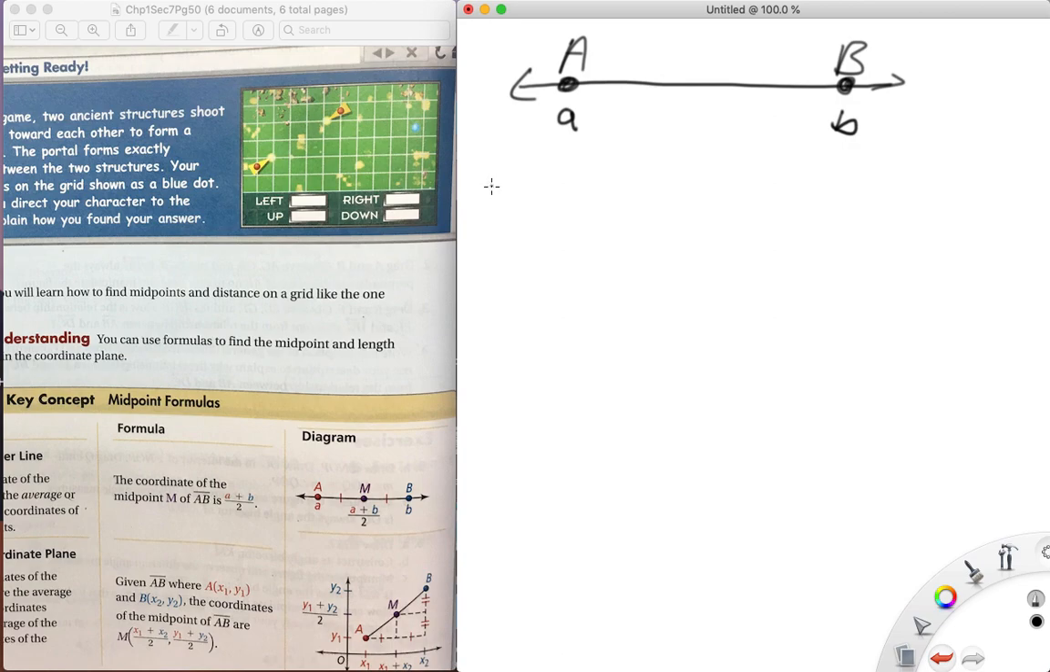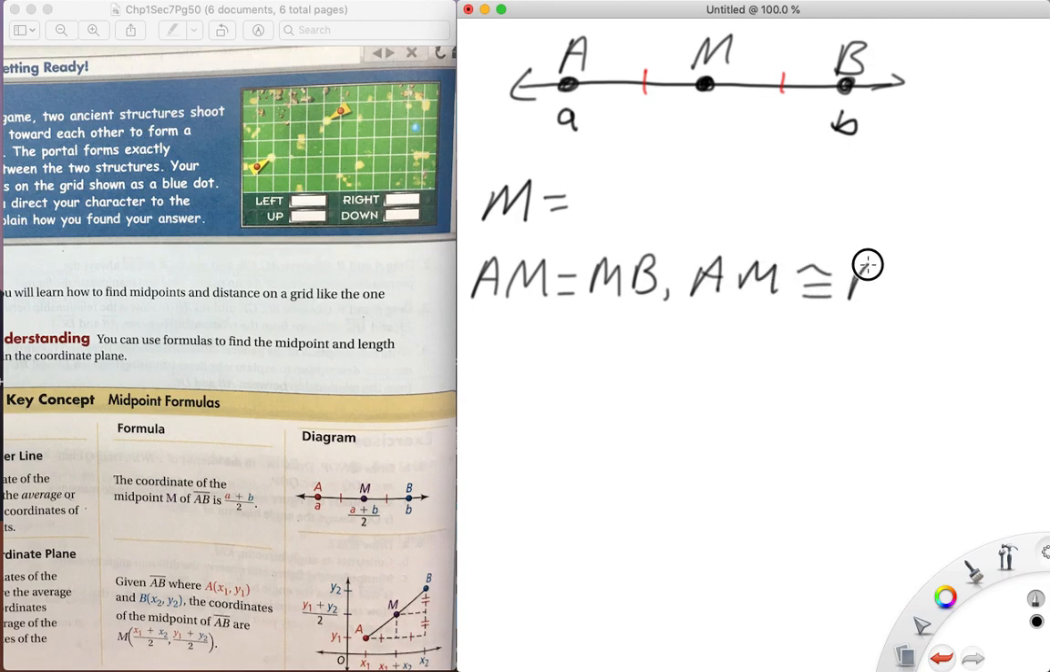What the midpoint formula says, we have some coordinate in the middle, and we call that the midpoint, such that this midpoint cuts both of these in half, right? So A to M would be equal to M to B, or we can say A to M is congruent to M to B.